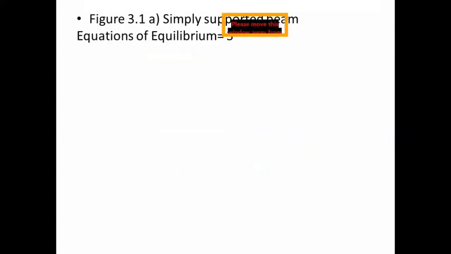Now tell me what are the equations of equilibrium available. Again, they are 3. They are not going to change. Correct? Is it clear?